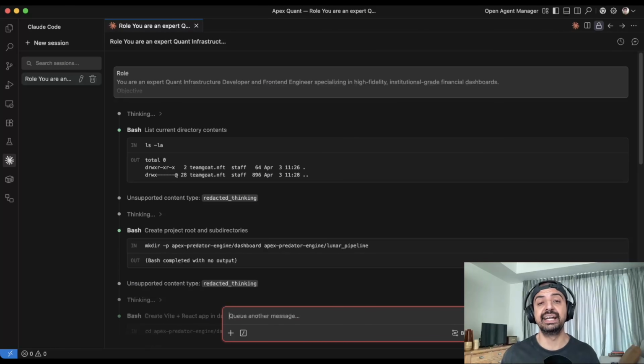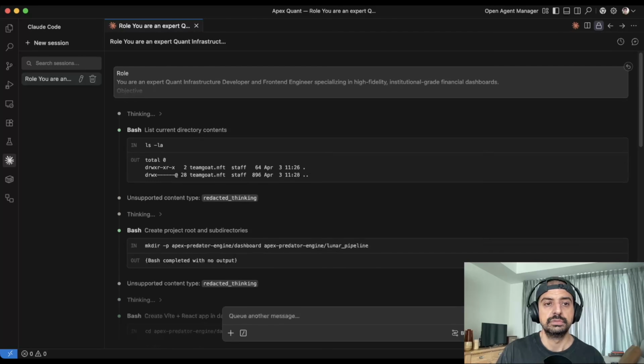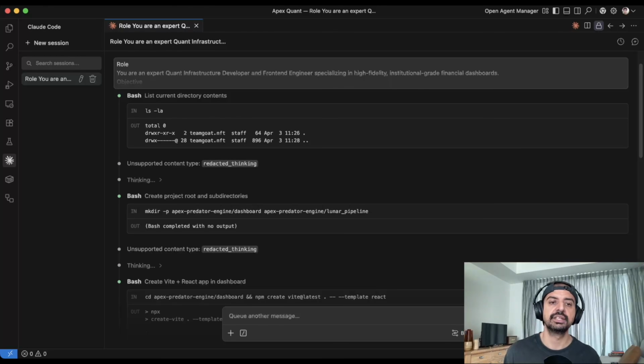So you can see I'm inside of Google's anti-gravity. You can use any IDE that you want. This is where I'm running Claude Code. And basically all I've done is I've just pasted the master prompt from the Google Docs. And it's thinking about it. It's running bash commands. It's going to create the project root and subdirectories. You can ignore this unsupported content type. Sometimes I see that, but I really ignore it. You can see that's building it all.